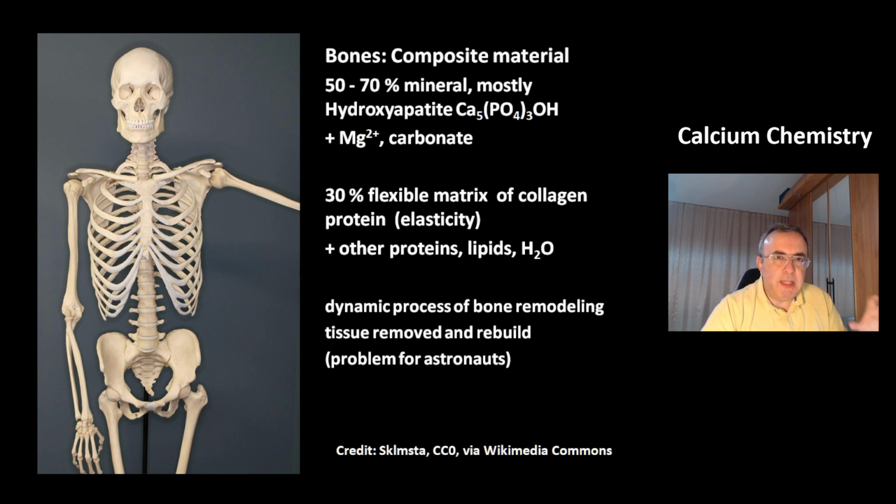Hydroxyapatite is a main component of bones. Bones are made of a composite material, and the mineral part is 50 to 70%, and most of it is hydroxyapatite with a bit of magnesium ions and a bit of carbonate. Another 30% is a flexible matrix made of collagen protein. This gives bones elasticity. There are also other proteins, lipids, and water in bones.